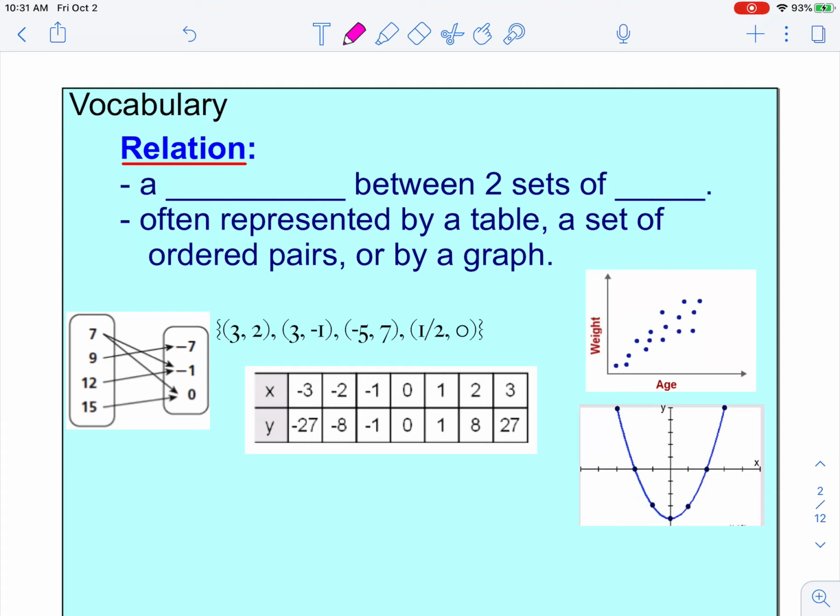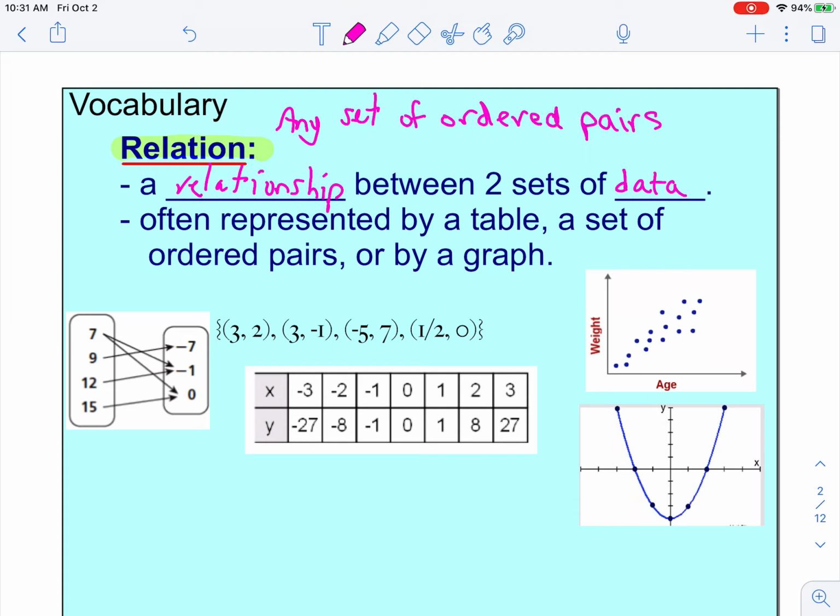a relationship between two sets of data. So, it's often represented by a table, a set of ordered pairs, or by a graph. But basically, a relation right here is any set of ordered pairs. A function is a specific set of ordered pairs. And we'll get to that in a little bit.